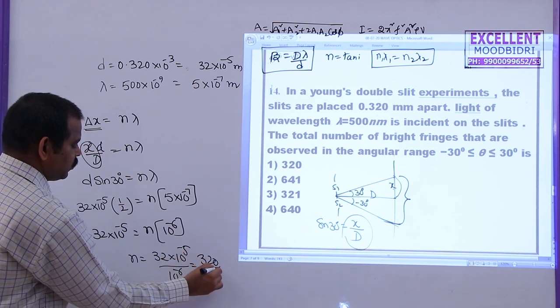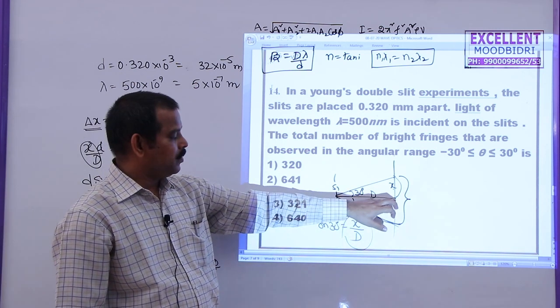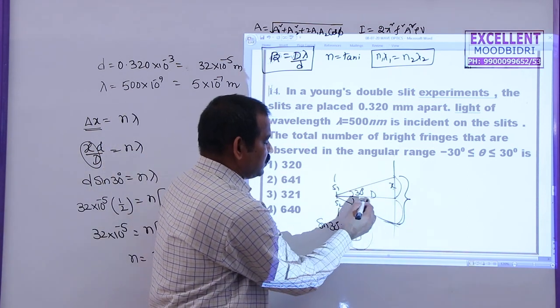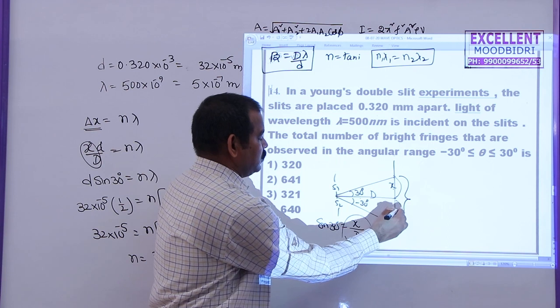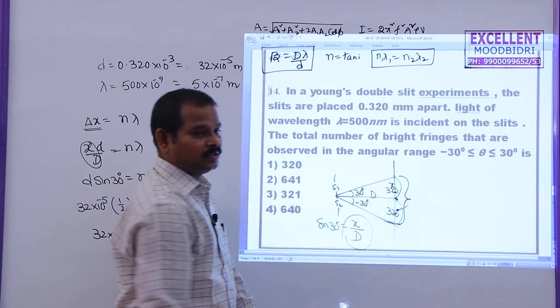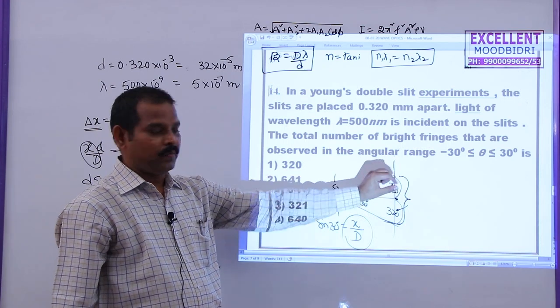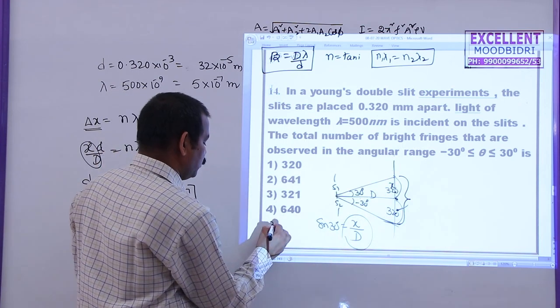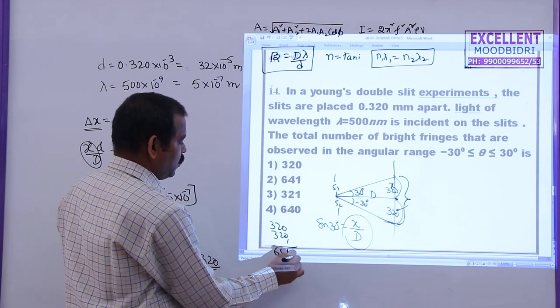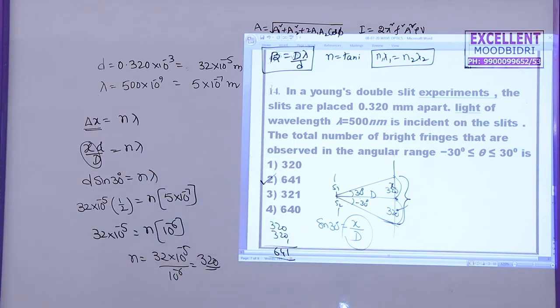So this is 320. How many fringes will be formed between the central maximum and this point? Here 320. Similarly in this region also, for the same angular range, this is 320, and one more, the central maximum, that we have to consider. So that is the central bright fringe. So total 320 plus 320 plus 1. This is 641. Option 2 is correct.